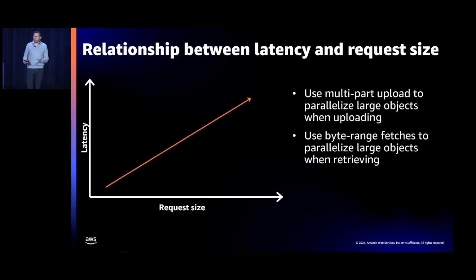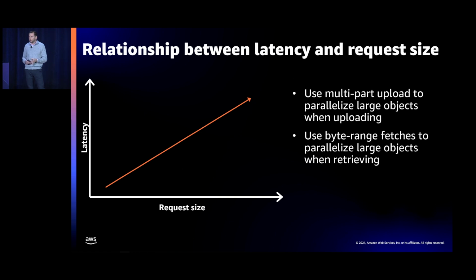When thinking about downloading large objects, it's important to think about the relationship between request size and latency. As everyone here in this room knows or expects, when you download a large, gigabyte-sized object, that's going to take longer than a megabyte-sized object. And so the way to reduce total request latency is to make a number of smaller requests in parallel.